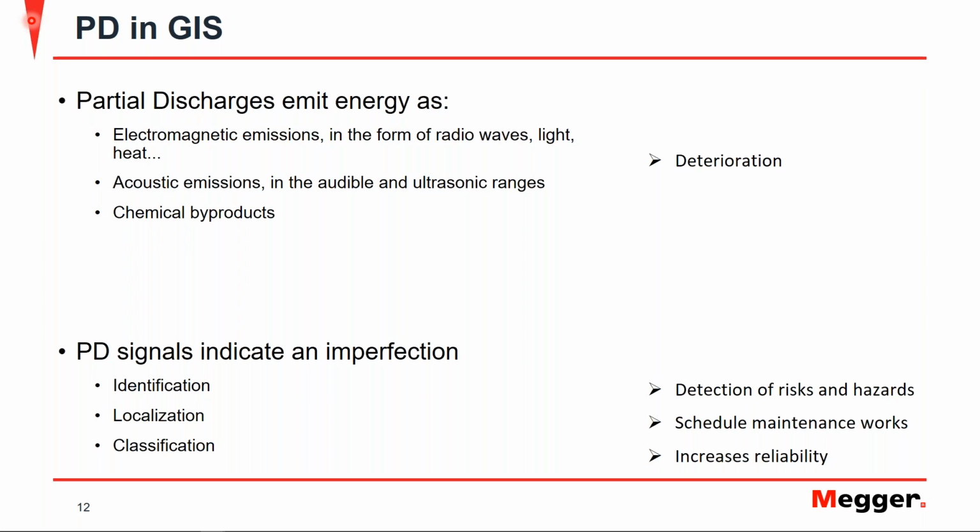Also, on top of identifying and localizing, you could actually classify the type of defect. And this is done by using the phase resolved partial discharge pattern that was mentioned previously. We'll look at that, but through the measurement and the phase resolved partial discharge pattern that's received, you can determine what type of defect may be taking place within your system. So this partial discharge testing allows for the detection of risks and hazards, allows you to schedule the maintenance works around what's critical and what's not, and ultimately allows for an increase in the reliability of your system.